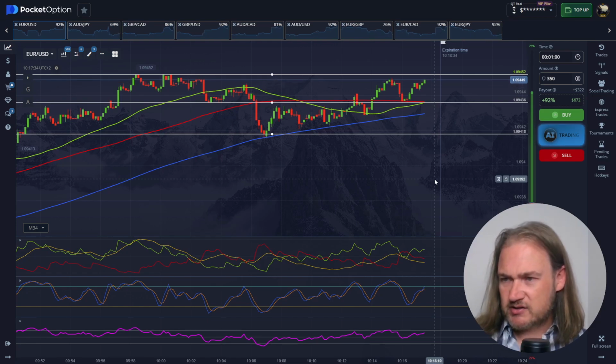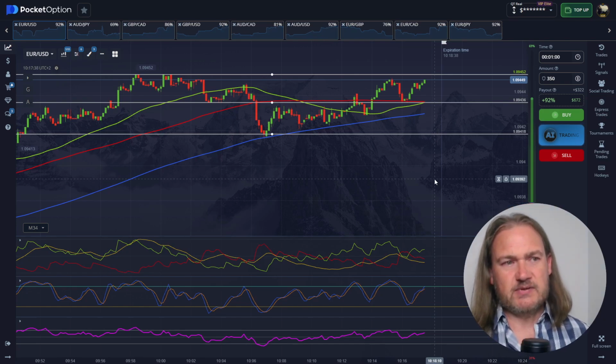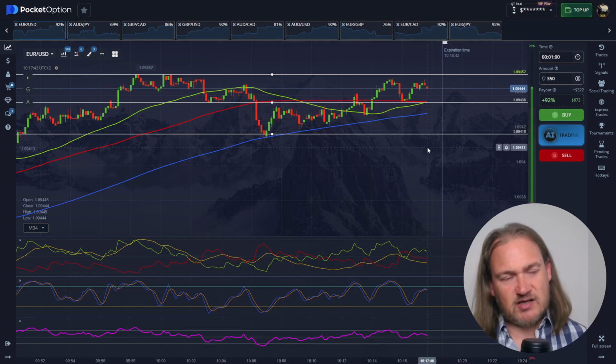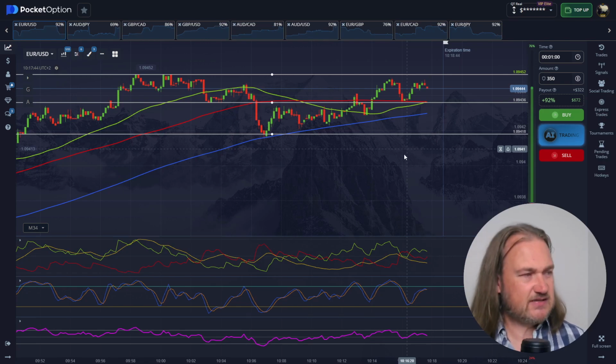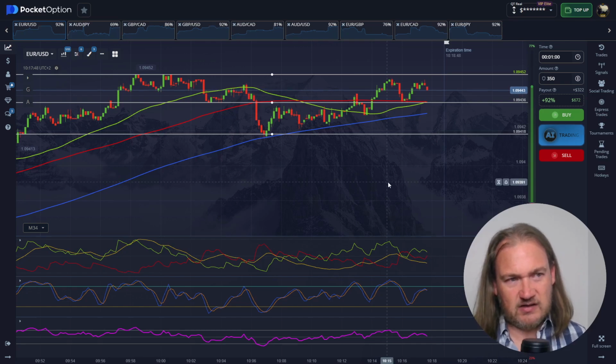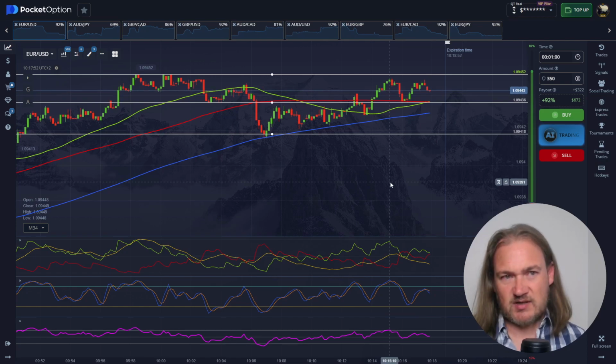get rewarded for patience and for having the discipline to stick to our strategies. It's so important. I'm gonna say this again. Probably gonna say this every video. A lot of people think that if they haven't taken a trade for 5 minutes or 10 minutes, they're doing something wrong, and this is not the case at all.